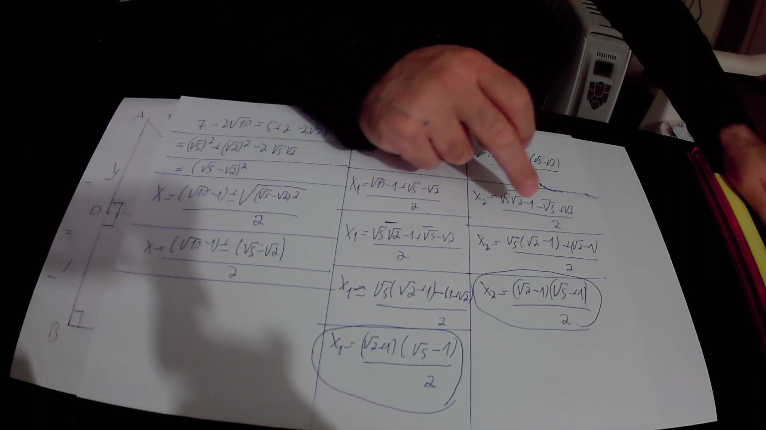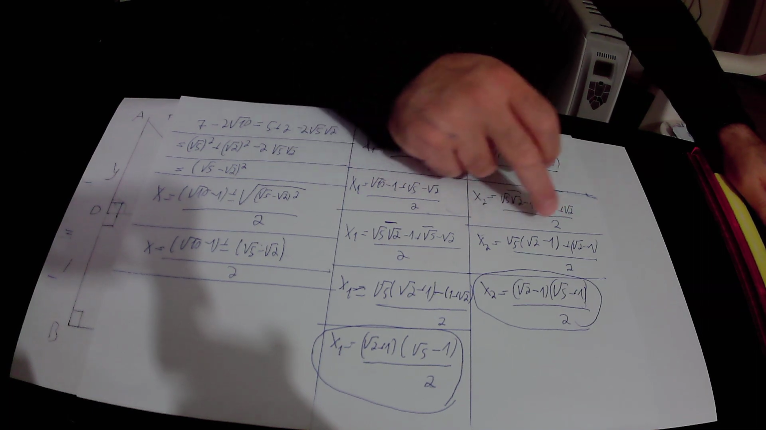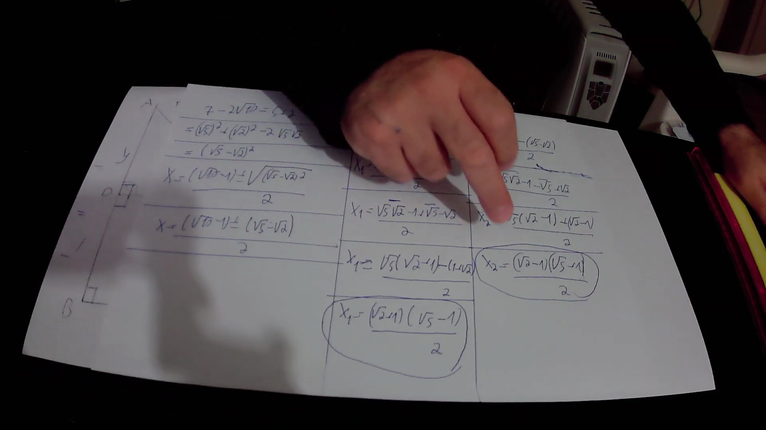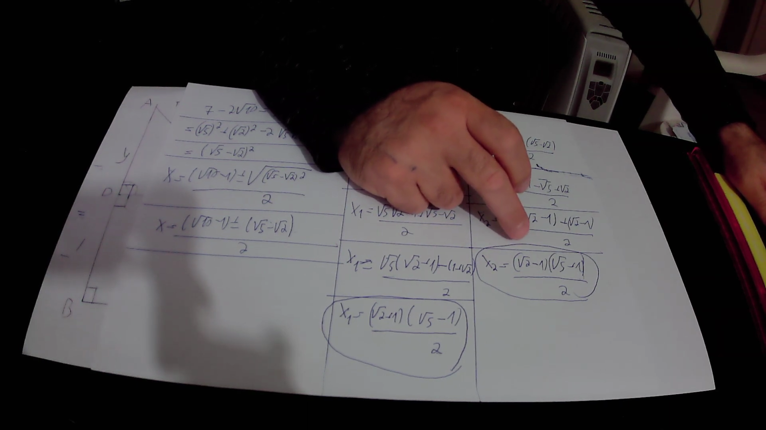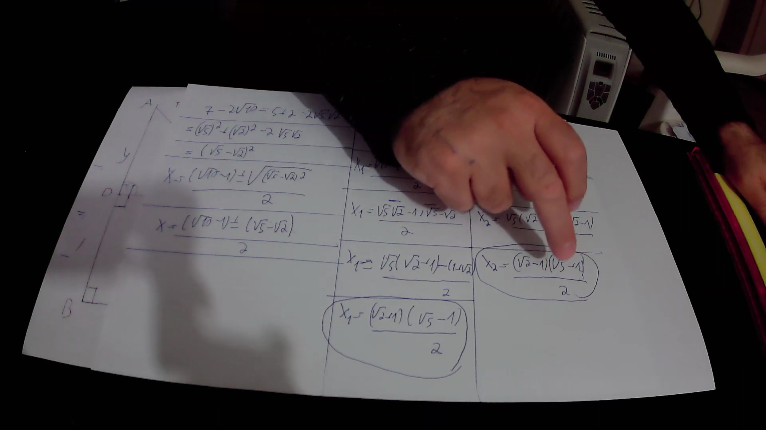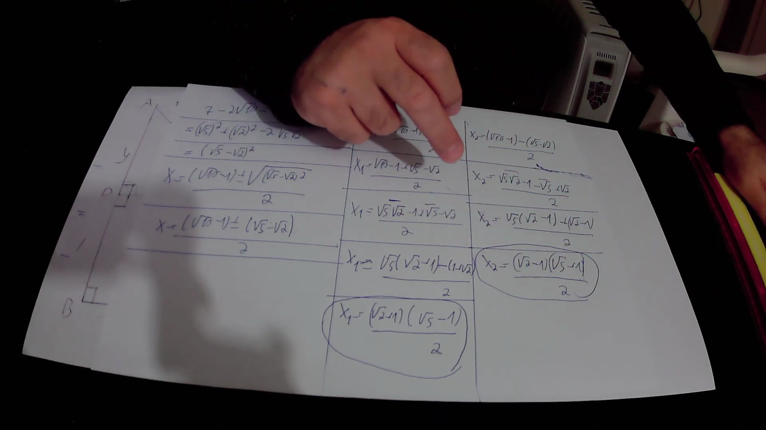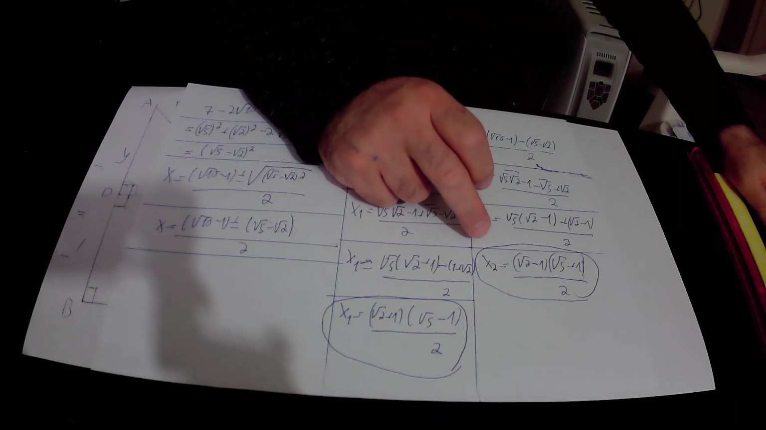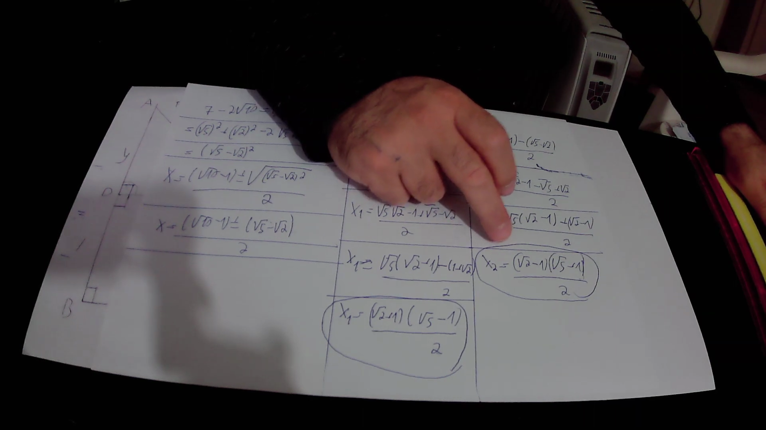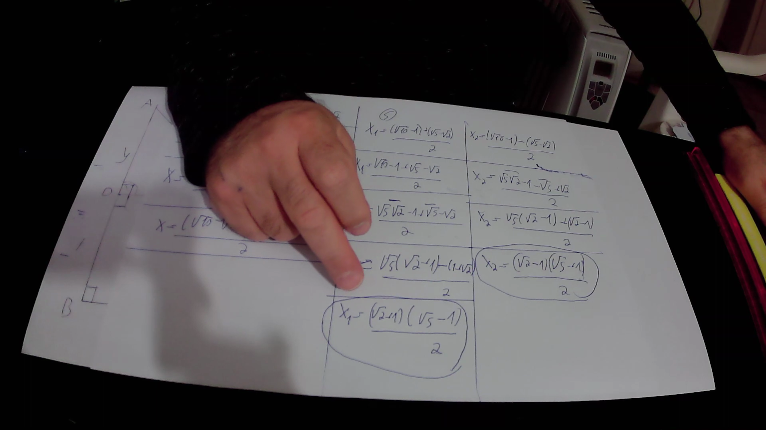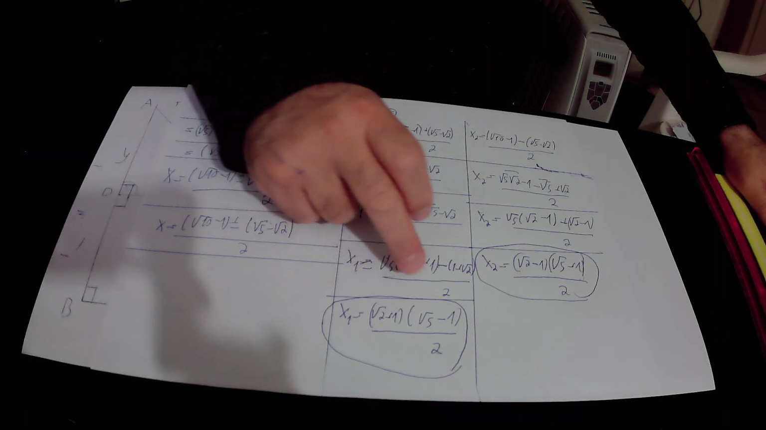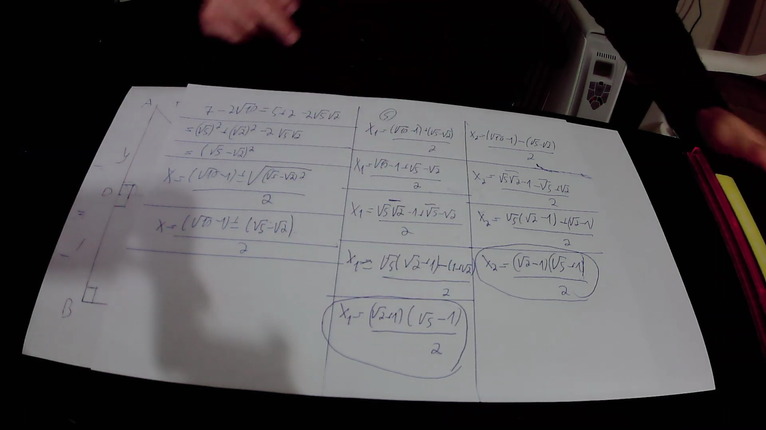Here we took square root of 2 minus 1 as a common factor out of this expression, and we found out that x2 equals square root of 2 minus 1, which was taken as a common factor, and inside the brackets we are left with square root of 5 plus 1, over 2. So according to what we found out, x2 equals square root of 2 minus 1 times square root of 5 plus 1, over 2, and x1 equals square root of 2 plus 1 times square root of 5 minus 1, over 2.